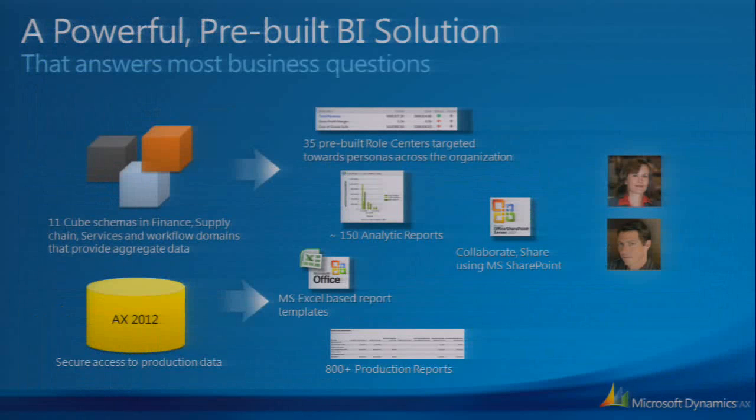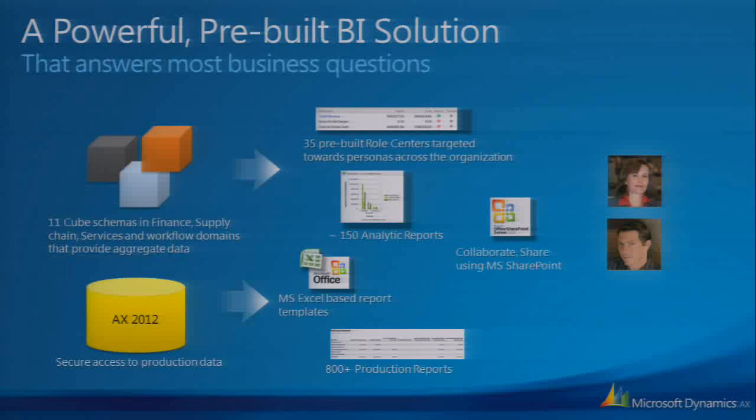So here's a graphic representation of the pre-built BI solution set. It's a powerful set of capabilities. If we look on the left and bottom left, we've got the Dynamics AX 2012 database. That feeds the tool set to the right. And it also feeds the analysis cubes directly above that. And above that, we have the analysis cubes with our 11 out-of-the-box analysis cubes from finance and supply chain, services and workflow. And together, those feed the tool set in the middle of this graphic.